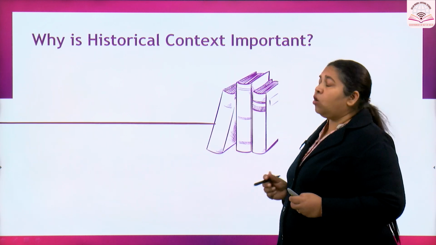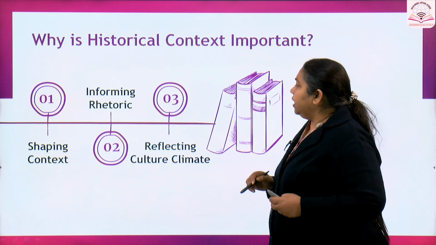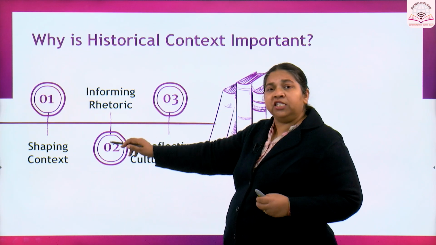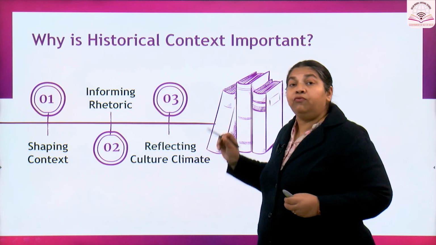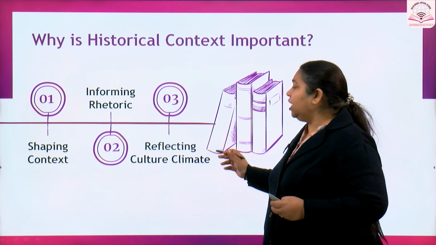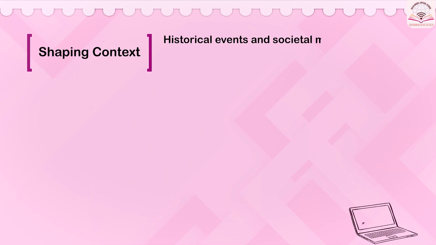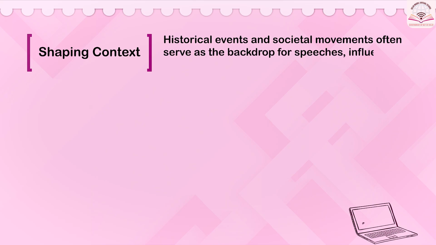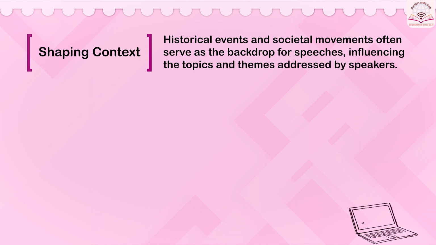Now, why is historical context important? It is important as it shapes the context, then informing rhetoric, and then reflecting cultural climate. Now let's understand these 3 points in detail. Shaping context. Historical events and societal movements often serve as the backdrop for speeches, influencing the topics and themes addressed by speakers. Next is informing rhetoric.